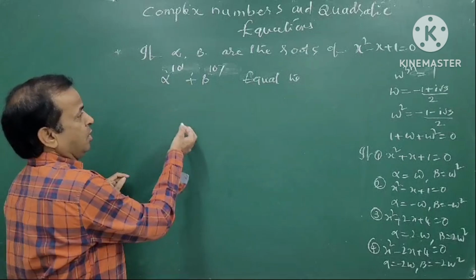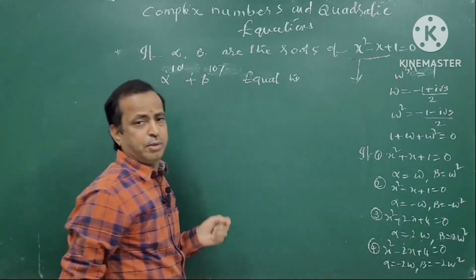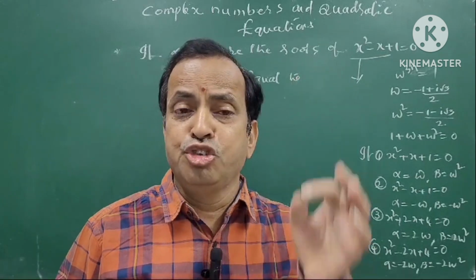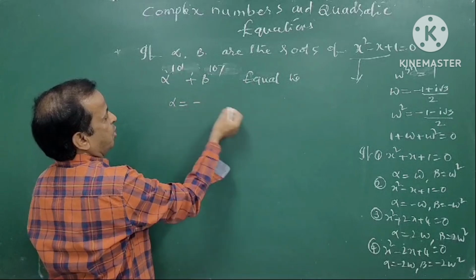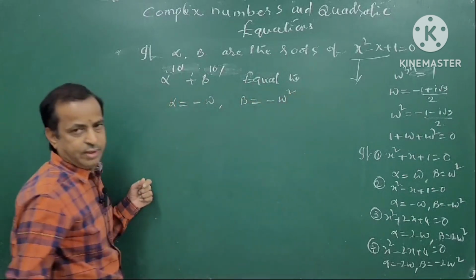Remember this shortcut. For example, here the question is given x square minus x plus 1 equal to 0. So directly, what is the actual method? Using minus b plus or minus root of b square minus 4ac. That is a lengthy process. Directly, you take alpha is equal to minus omega, beta is equal to minus omega square.